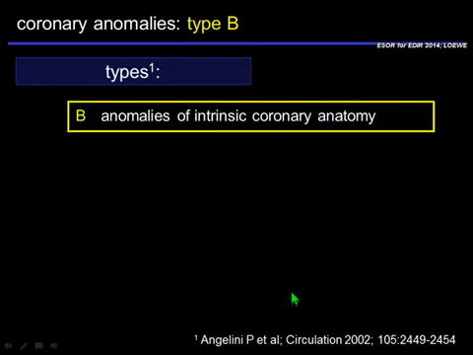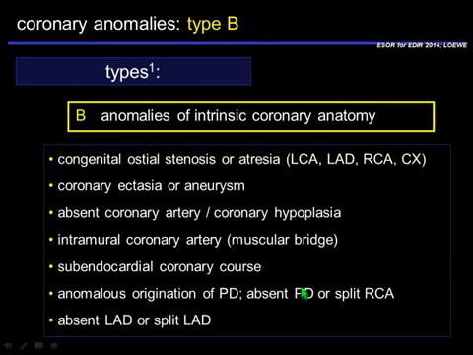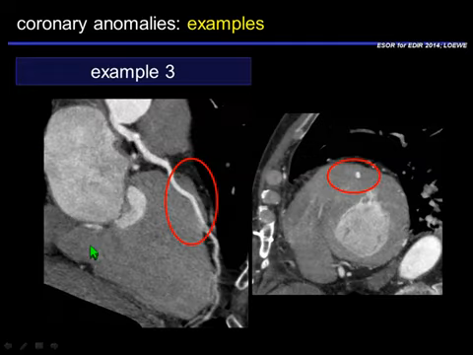We have anomalies of the intrinsic coronary anatomy, including absent coronary arteries or even myocardial bridging or muscular bridging. So this is one example where the coronary artery is surrounded by myocardium and not by fatty tissue. So that's one example of an myocardial bridging, which is a really frequent finding. So if you look carefully at your CT studies, you will see something like that very frequently.